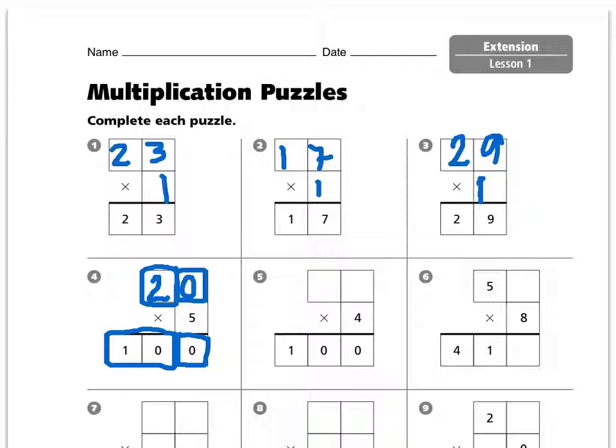Do the same thing. I know that I need to multiply 4 times what to get 0, and 4 times what to get a total of 10. So let's look at that. And I know that I can multiply 4 times either a 0 or a 5 in order to get a 0 to be in the 1 spot.